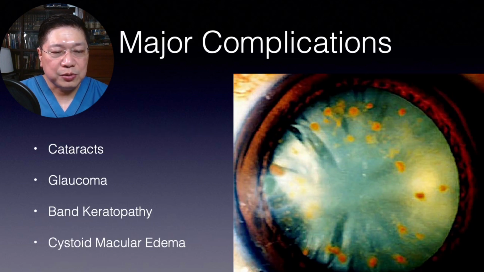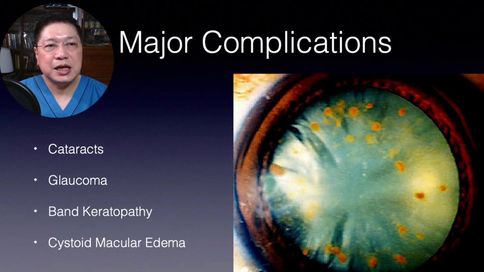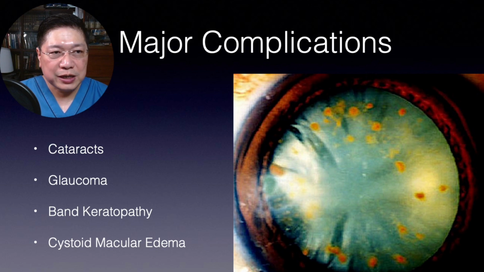Now again, I'll emphasize this later on, but you need to remember that there are four major complications for uveitis. Number one is cataracts. Number two is glaucoma. Number three, we showed you earlier, the band keratopathy. And number four, cystoid macular edema. So your macula also starts to become edematous.